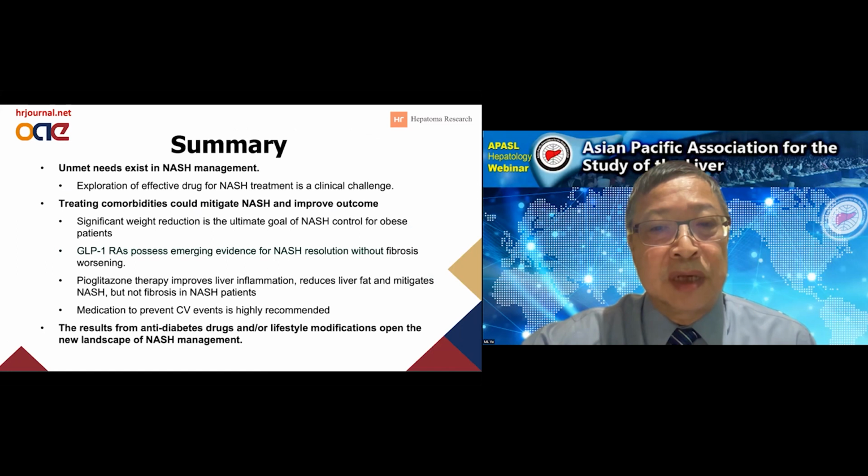Significant weight reduction is the ultimate goal of NASH treatment for obese patients, and GLP-1 receptor agonists have the power to improve NASH resolution without fibrosis worsening. And pioglitazone has been shown to improve liver inflammation, reduce liver fat, and mitigate NASH, but cannot improve fibrosis in NASH patients. It's very important to have regular medication to prevent cardiovascular events in this patient population.